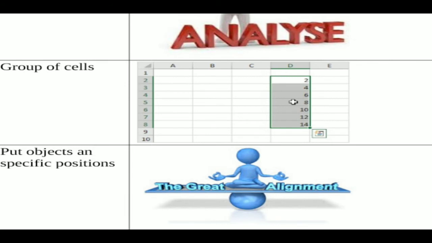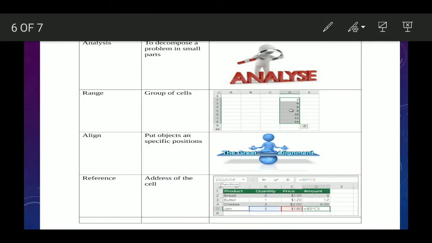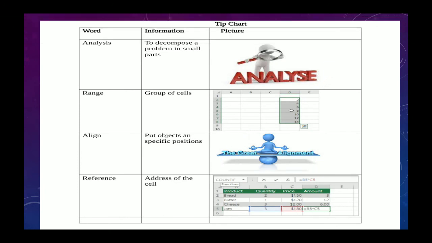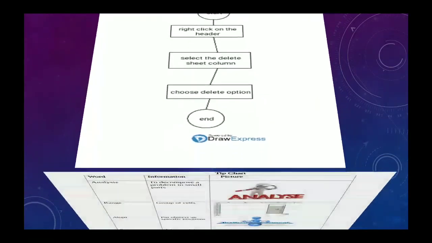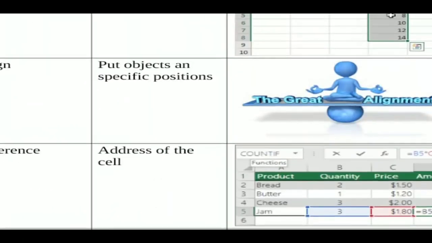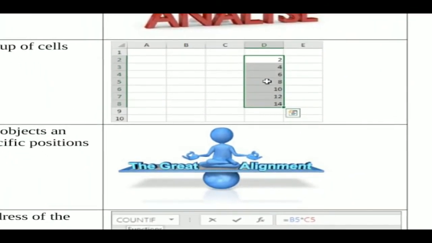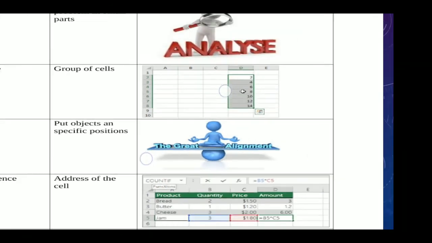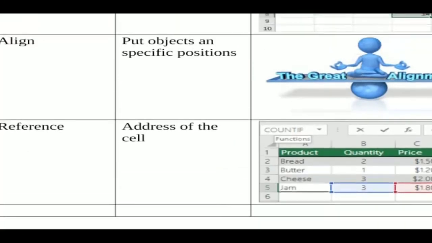Got it? So what is it called? We call it a range in MS Excel. So what is a range? A range is a group of cells. It could be in a column as we have done right now, or we can do it in a row. So there will be different kinds of ranges: column range and row range. Got it? Now come to the next picture.